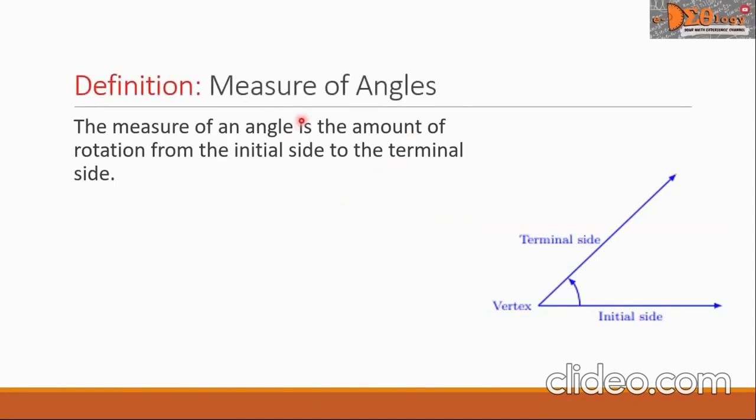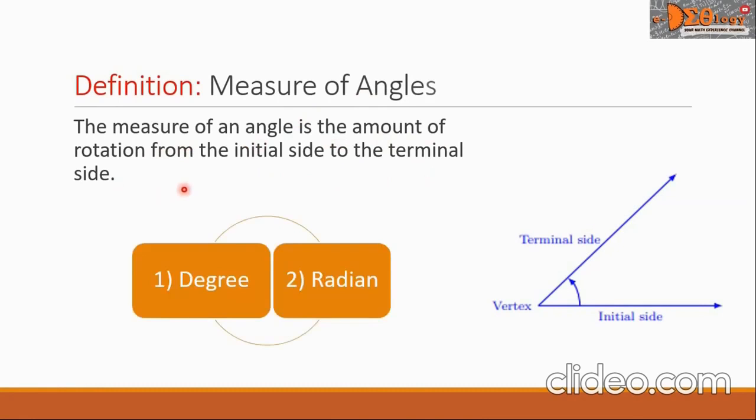Let us define measure of angles. The measure of an angle is the amount of rotation from the initial side to the terminal side. There are two measures here that we will consider. The first is degree. Second is radian.